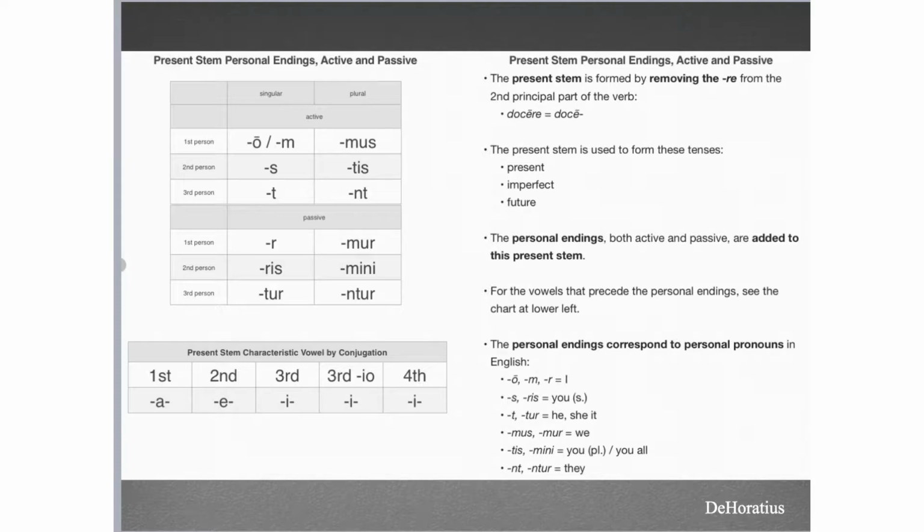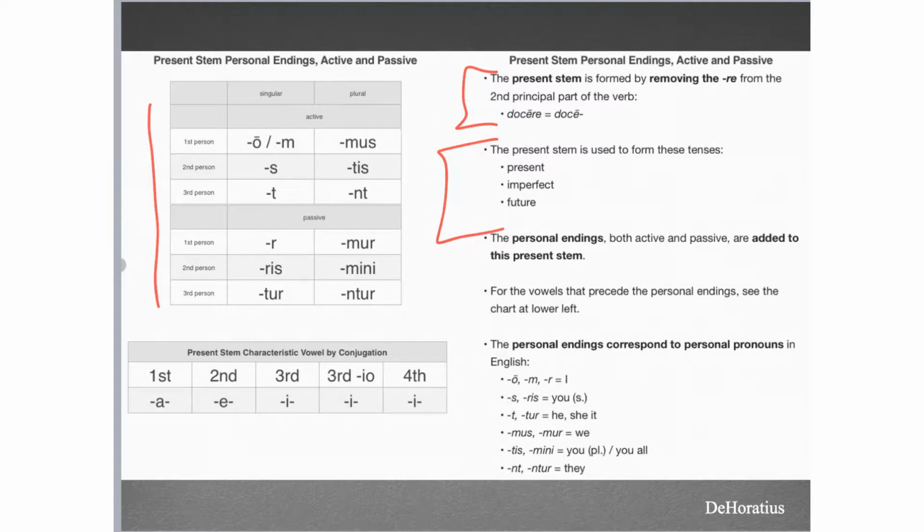For the present, the imperfect, and the future, you use the second principal part of the verb. That's that ERE form, or RE form, I should say. Minus the RE, that gives you the present stem. Onto that present stem, you add the personal endings. If we use the example of doceo, docere, there's docere, the infinitive. We take off the RE, we get the present stem. Then onto that present stem, we add these endings over here on the left.